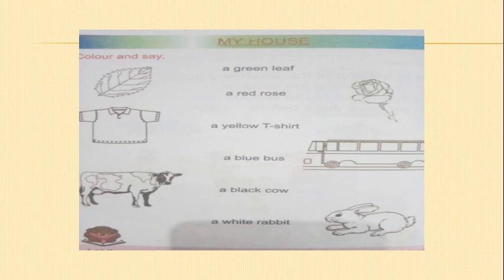A green leaf, a red rose, a yellow t-shirt, a blue bus, a black cow, a white rabbit. A green leaf. A red rose. A yellow t-shirt. A blue bus. A black cow. A white rabbit.